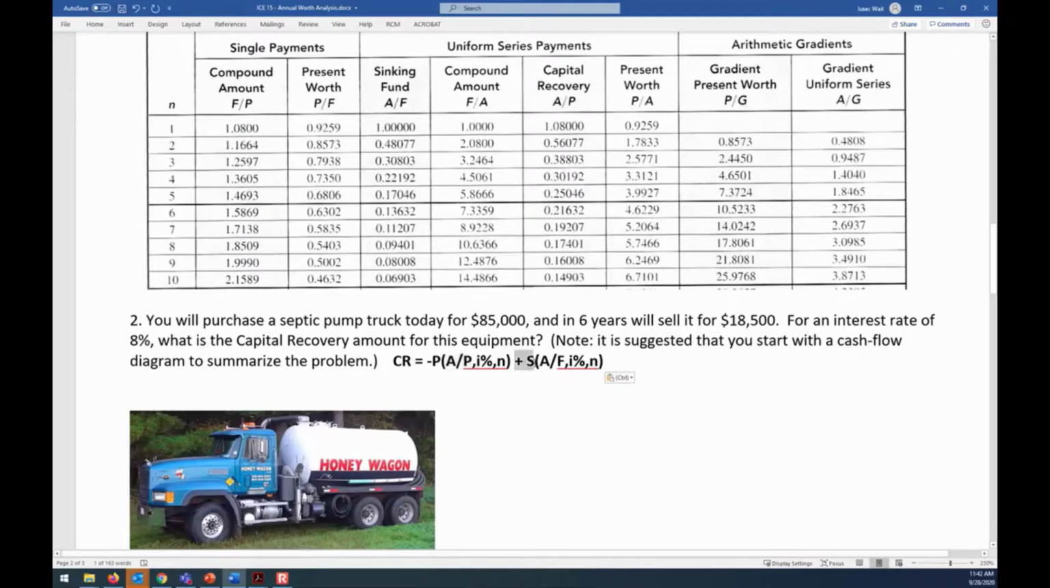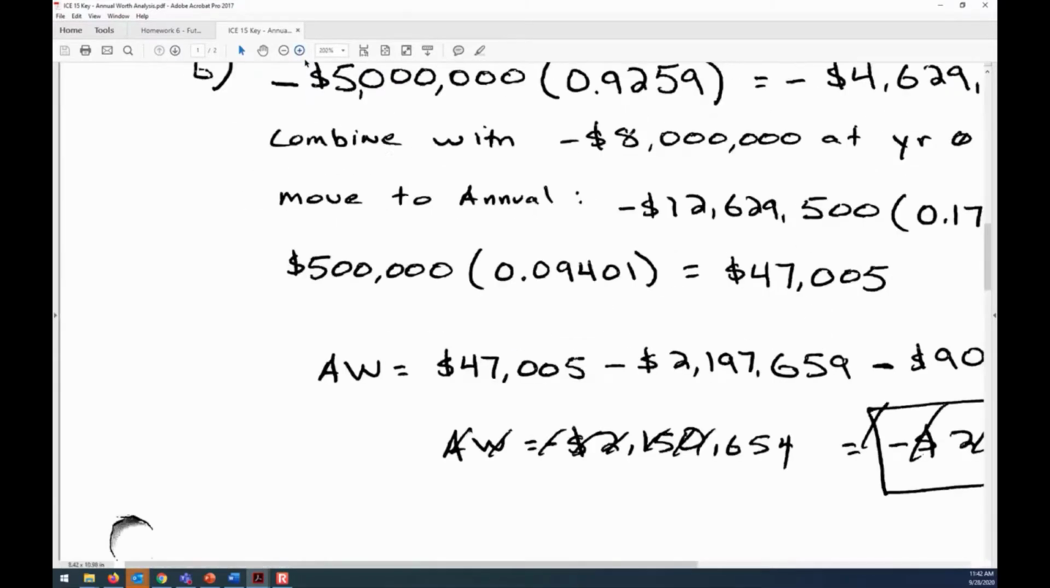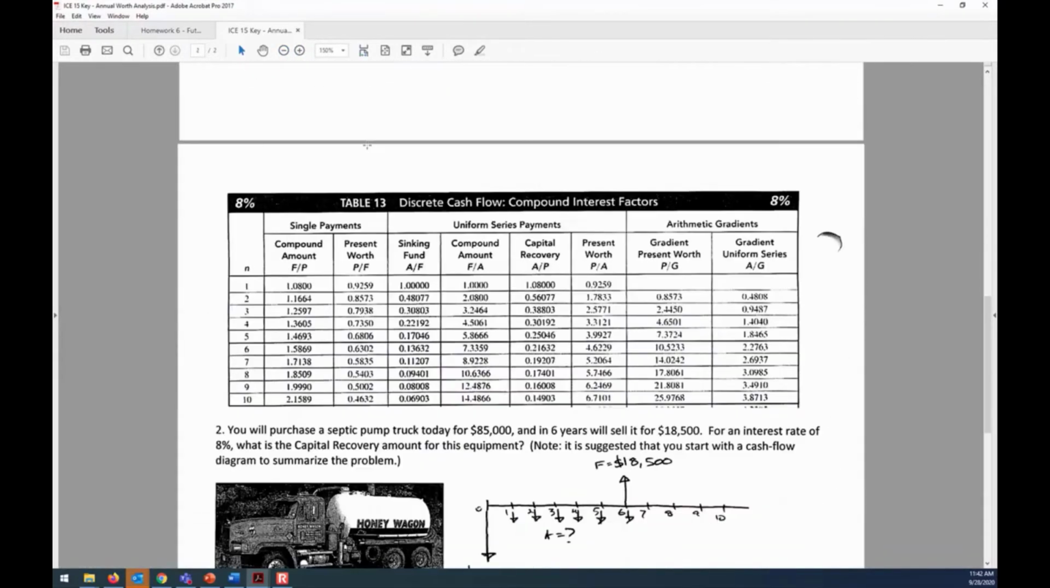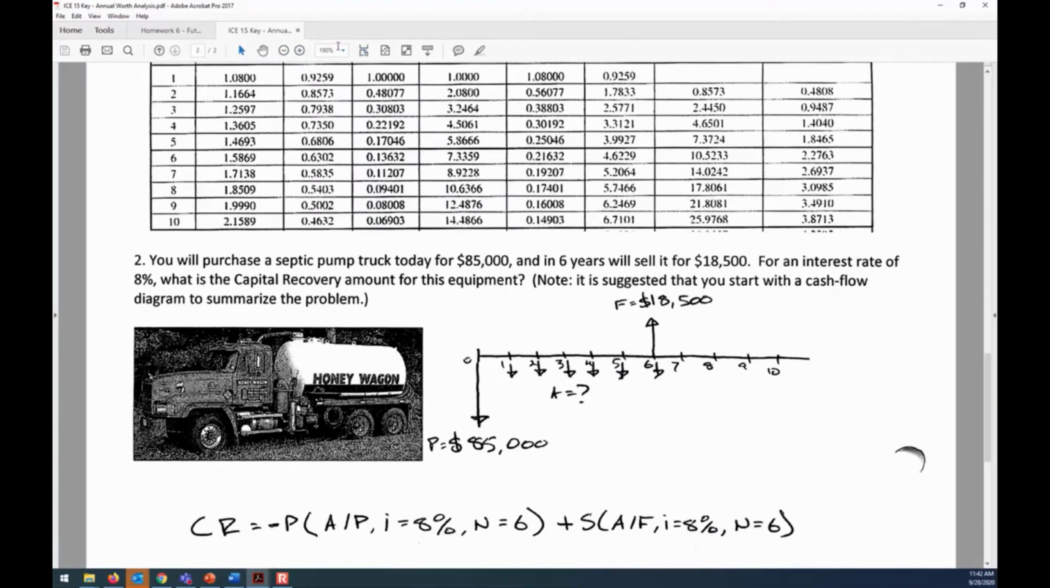And then plus the salvage value. So the salvage value is 18,500, and that's an A/F. So here they call that the sinking fund column. So A/F, N equals 6, 0.13632. All right. So first, setting up the cash flow diagram. We have an outlay of 85,000, a revenue of 18,500, and we want to find out what's the annual equivalent.